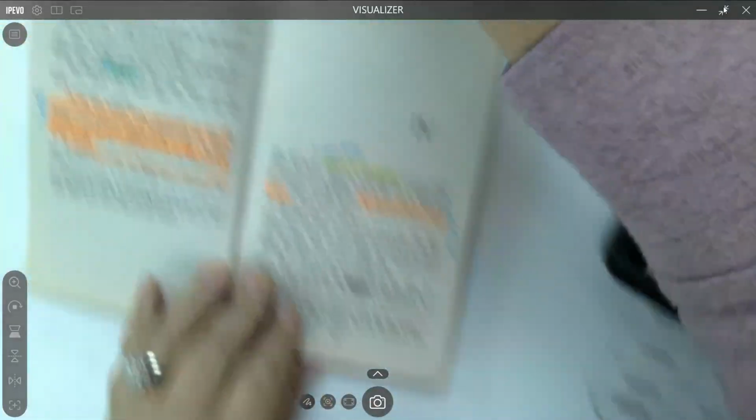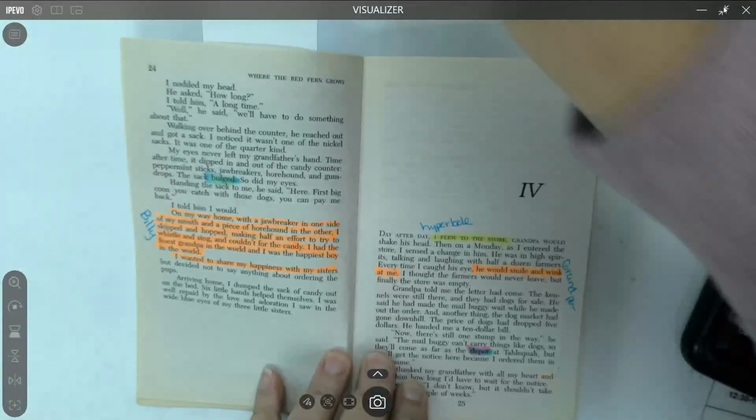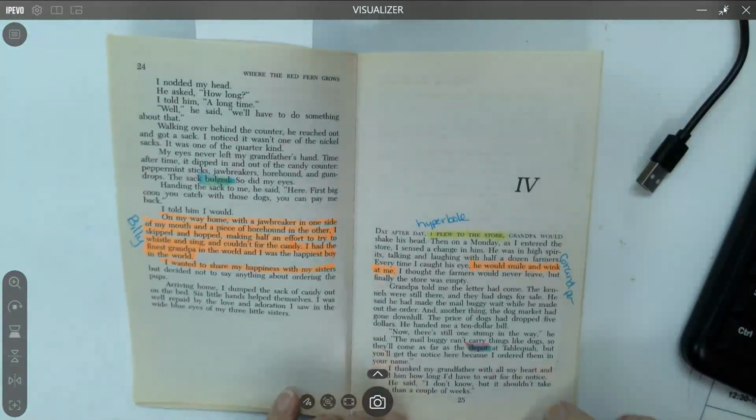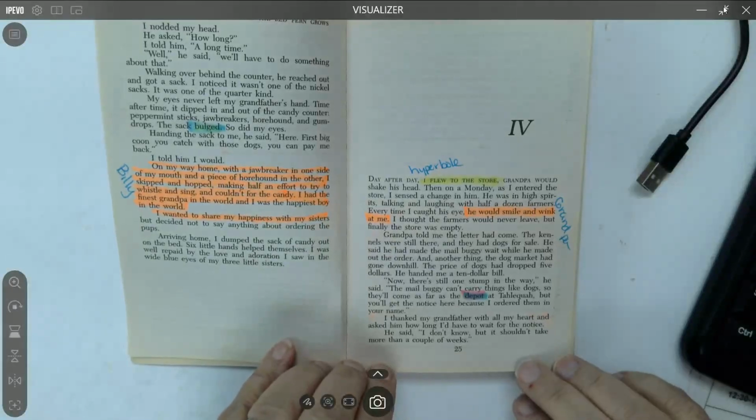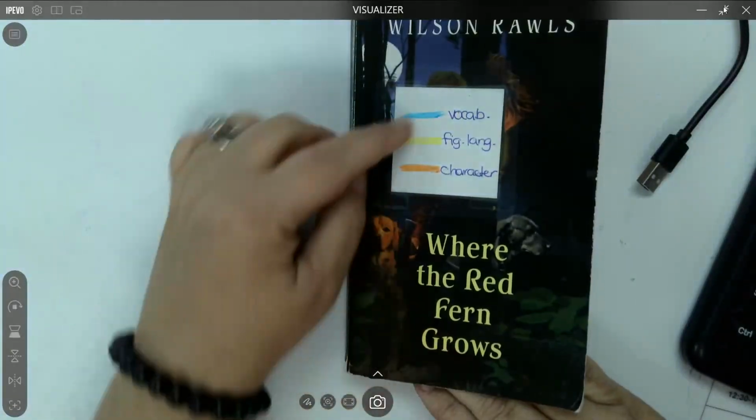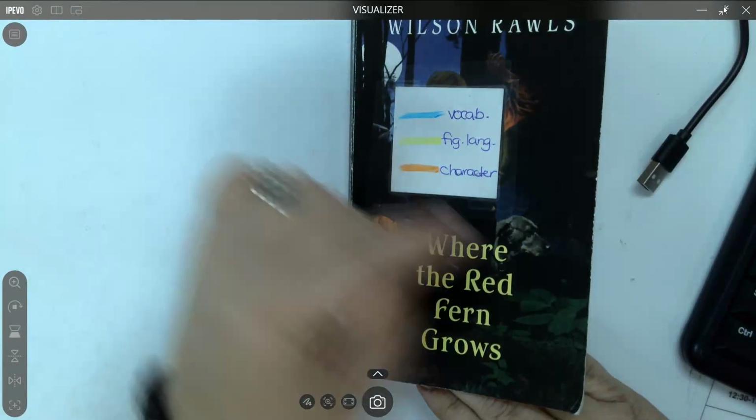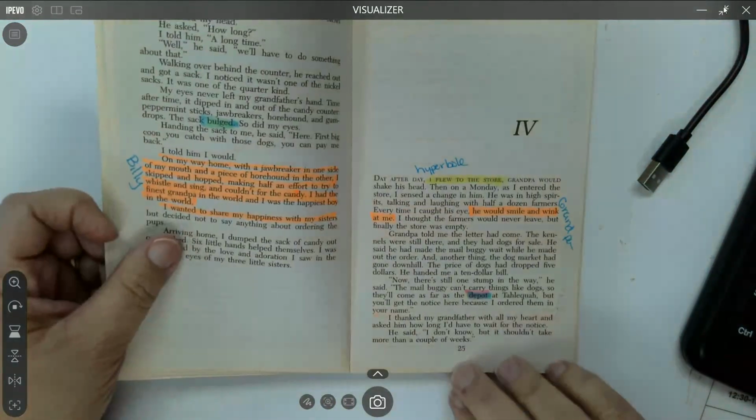Okay, we're back with some of the analysis now of Where the Red Fern Grows. And with Where the Red Fern Grows, we are covering the vocabulary, the figurative language, and information about the characters.